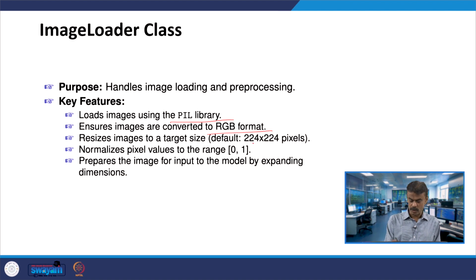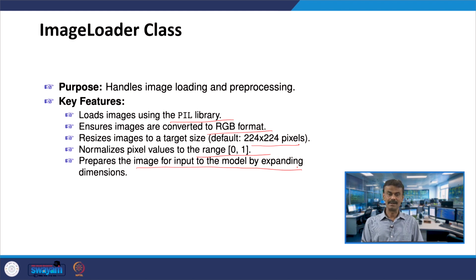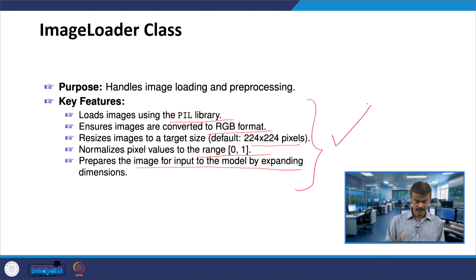So, we resized to 224 by 224 pixels. This is mainly for the MobileNet, all right. You may ask the question, why are you converting? This is a MobileNet feature. MobileNet converts any size into 224 by 224 in deep learning, and it normalizes the pixel value from 0 to 1, the range that we had seen. Finally, it prepares the image for input to the model by expanding the dimensions. So, these are all the key features we had seen in the last slide.